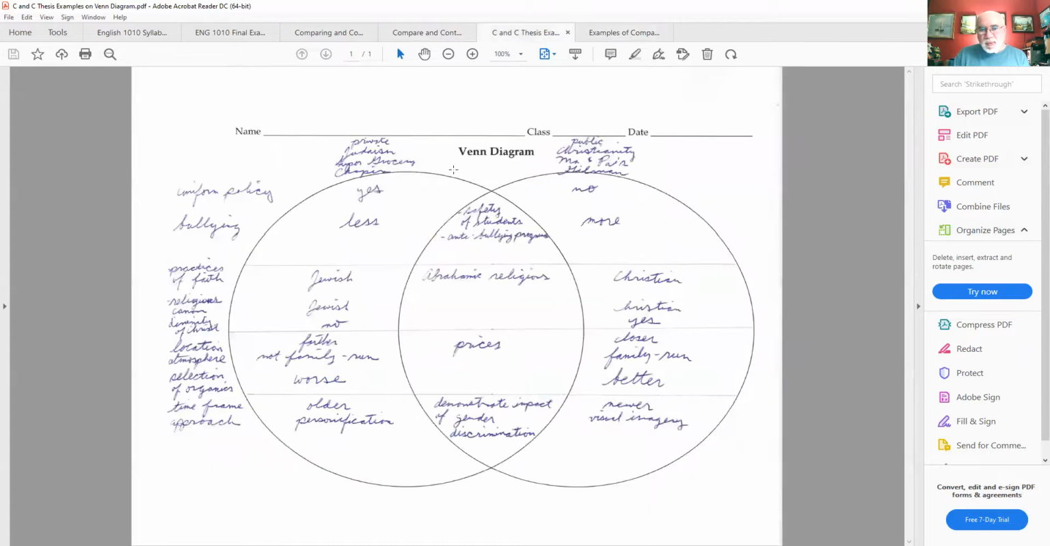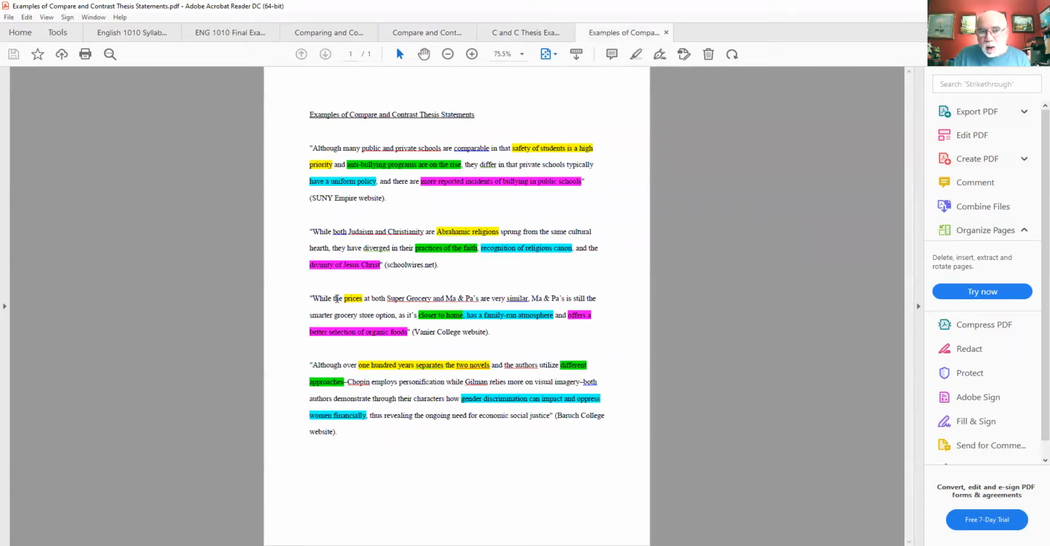We have what is similar about the two grocery stores. Their prices are similar. In the thesis statement, there's a while clause, right? While the prices at super grocery and mom and pa's are very similar, mom and pa's is still the smarter grocery store option. Now that's an argument there, right? So that would be an evaluative thesis statement, right?